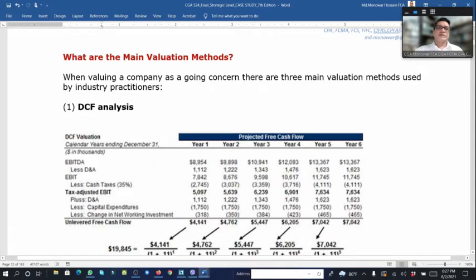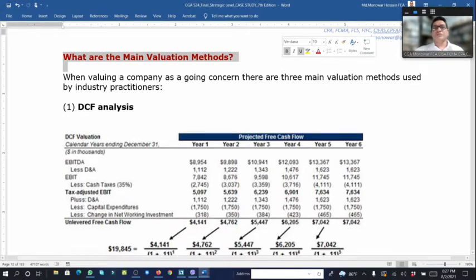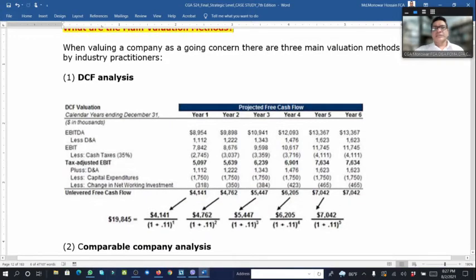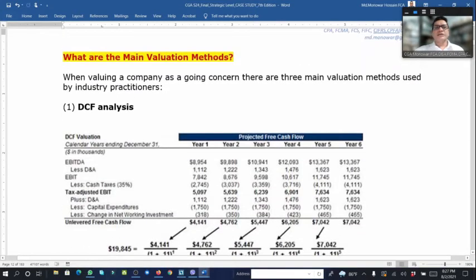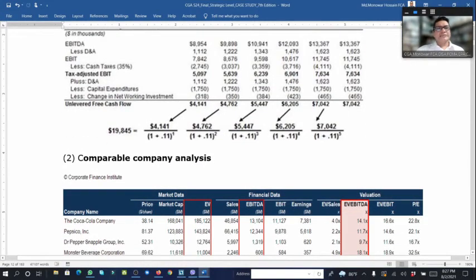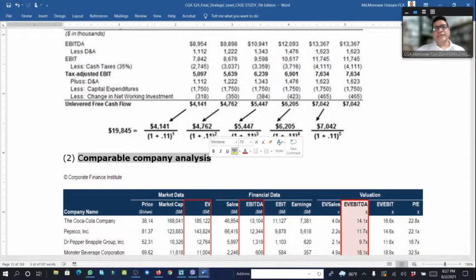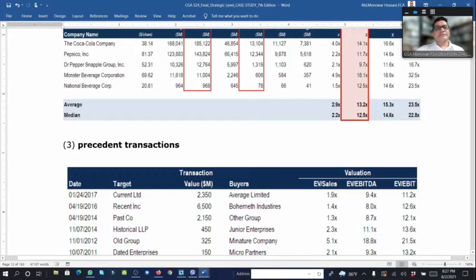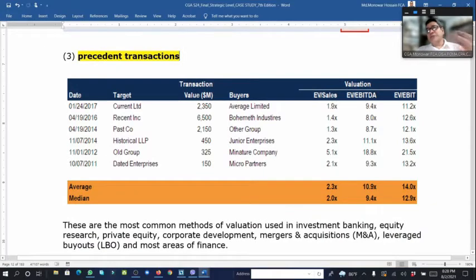Look here, what are the main valuation methods? It is our norm that we know the DCF analysis. When valuing a company as a going concern, there are three main valuation methods used by industry practice. So what are those three main valuation methods? One is discounted cash flow analysis. Another is comparable company analysis. Another is precedent transaction, or the previous transaction.